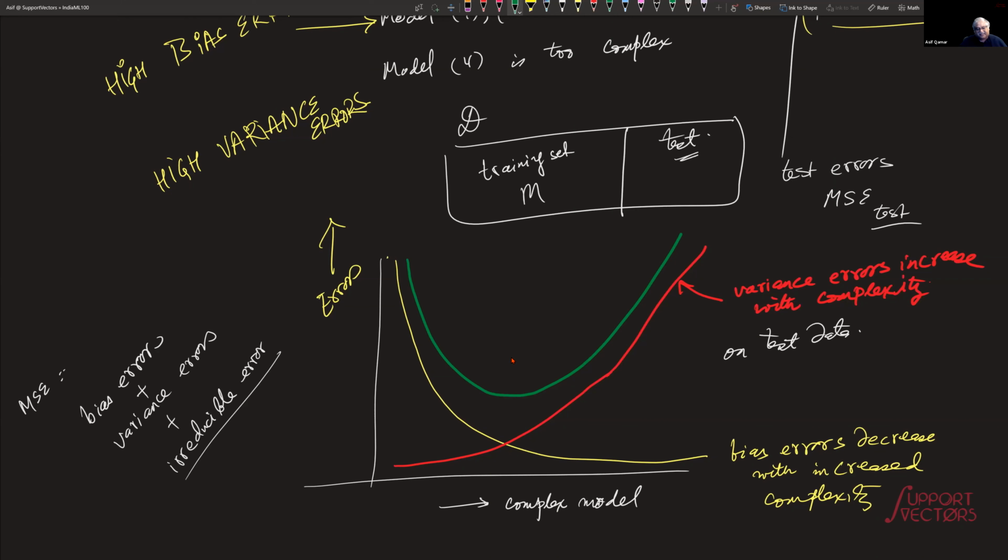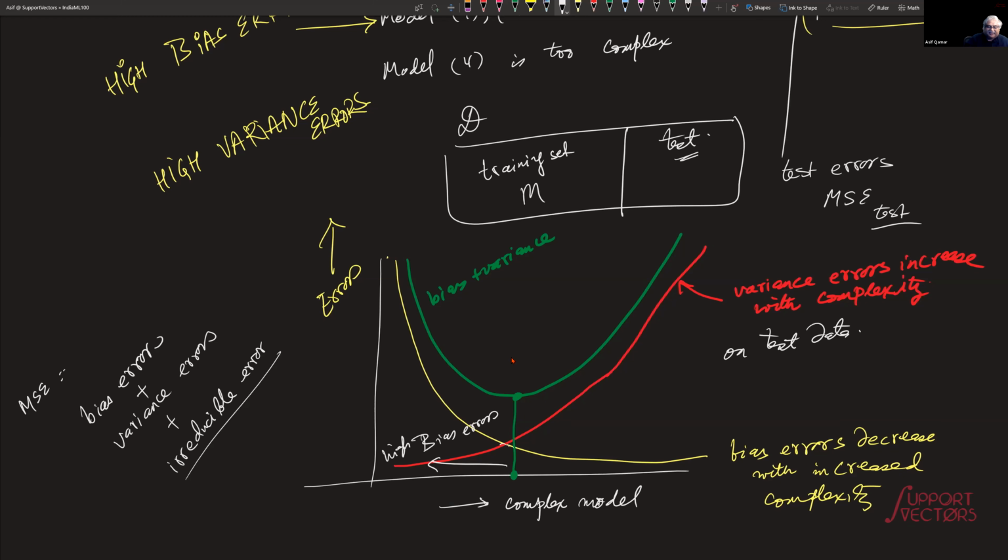You would agree that the sum total of the yellow and the red is the green line, right? Bias plus variance. And so what happens is that there is an optimal level of complexity at which the error is minimum. On the left of it, in this direction, you have high bias errors.